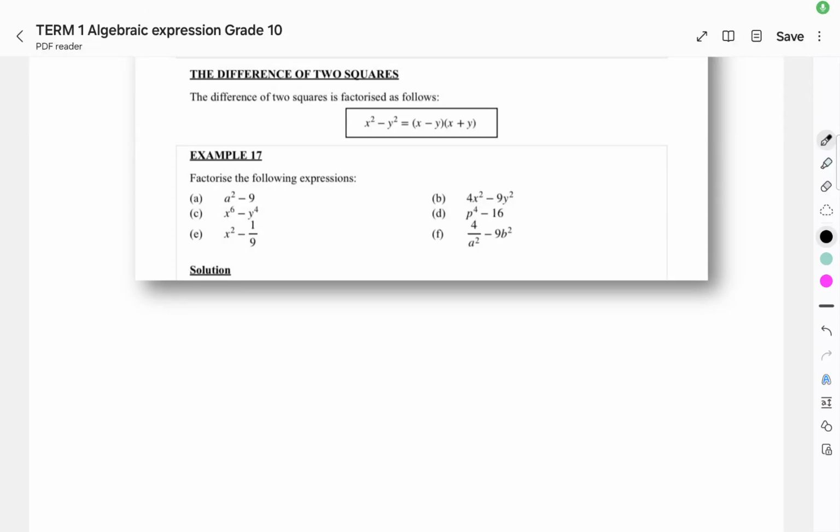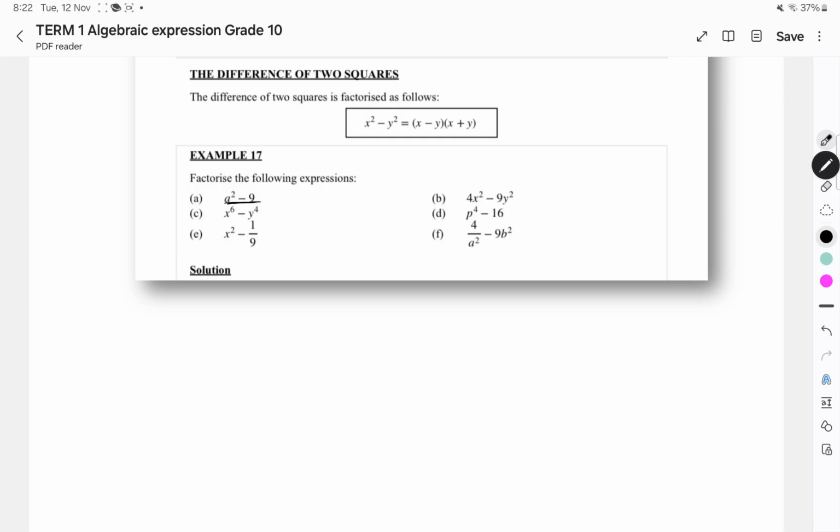Once again, grade 10s, we are back now on lesson number 3, factorize difference of two squares. So remember, when the question comes, it will just say factorize. Then you need to check, do I have a common factor? Let's say at number A, do you have a common factor? No, you don't have a common factor.